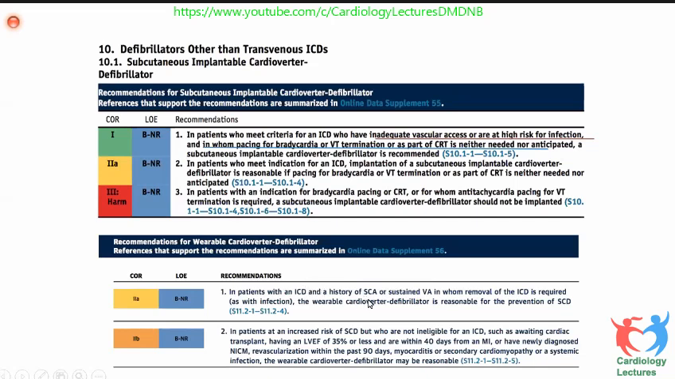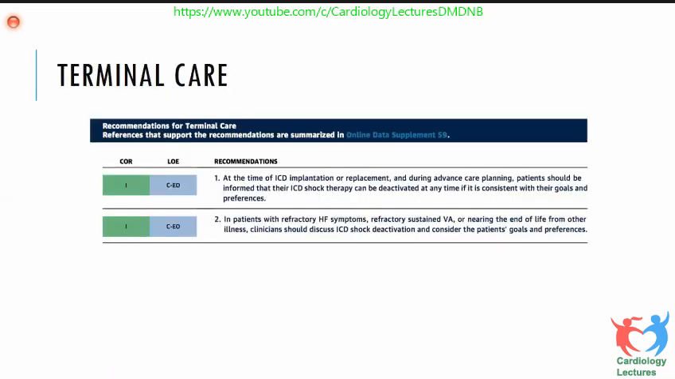But it's really for those who are considered at risk of sudden cardiac death, but still not within 40 days from an MI or 90 days after revascularization, or those who require removal of an ICD but are still at risk. So these are the two non-transvenous ICD recommendations from the guideline.